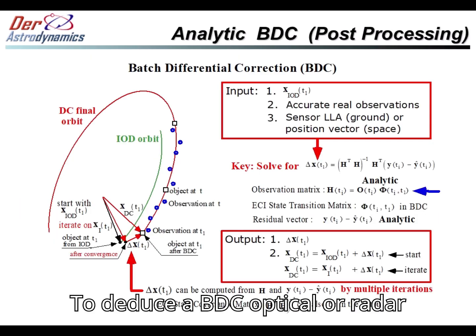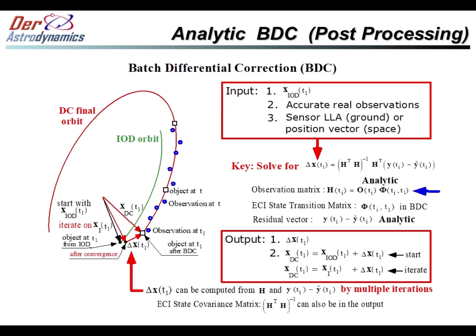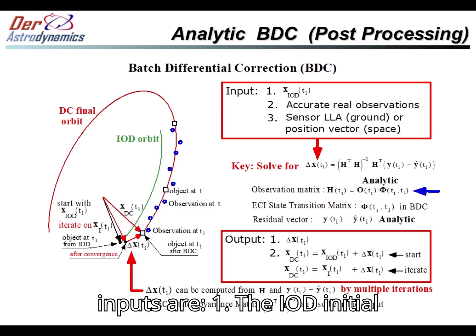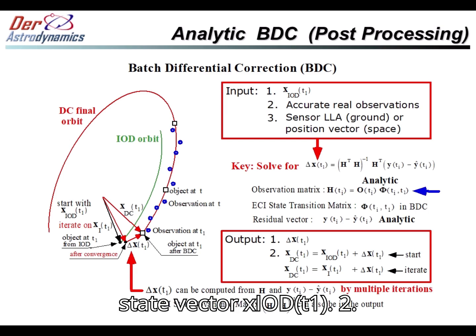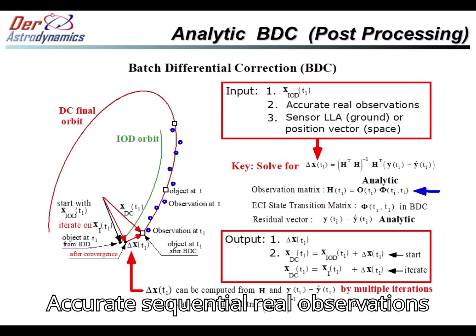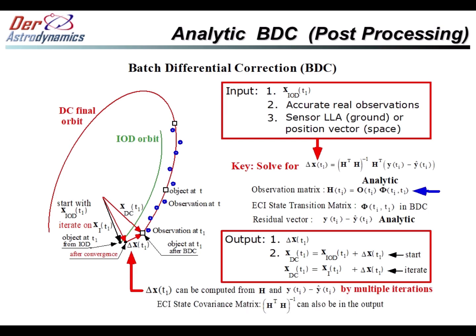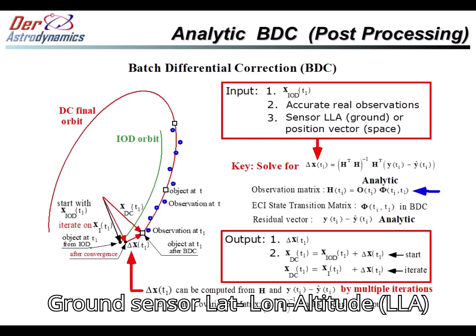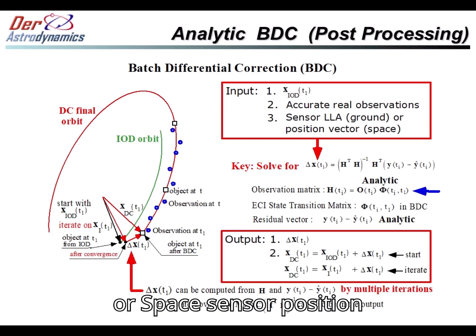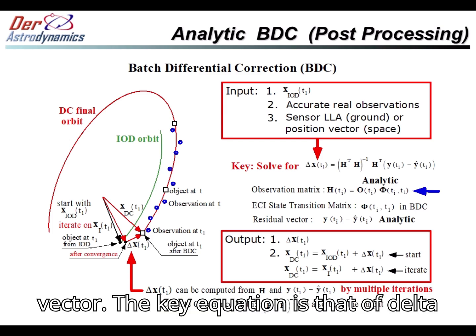To deduce a BDC optical or radar state vector or a DC orbit XDC-T1, the inputs are: 1. The IOD initial state vector XIOD-T1. 2. Accurate sequential real observations of T1, T2 to Tn. 3. Ground sensor latitude, longitude, altitude LLA or space sensor position vector.